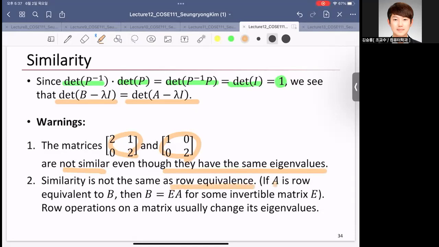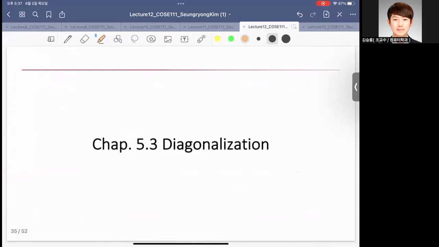And similarity is not the same as row equivalence. If matrix A is row equivalent to P, we already know P is E times A, where E is some invertible matrix, but row operations usually change the eigenvalues. So row equivalent does not mean that matrices A and P are similar.